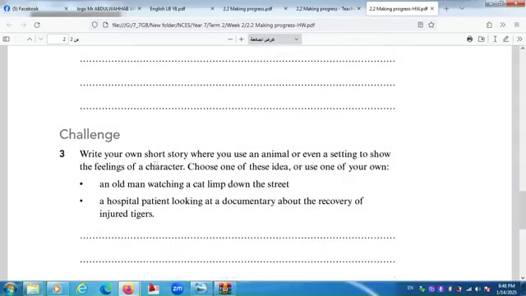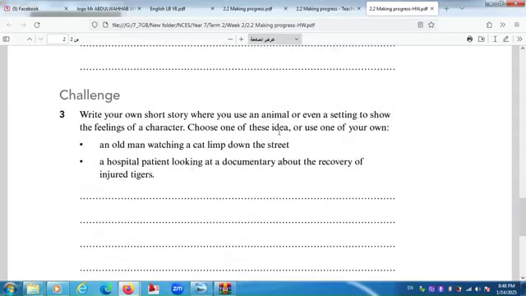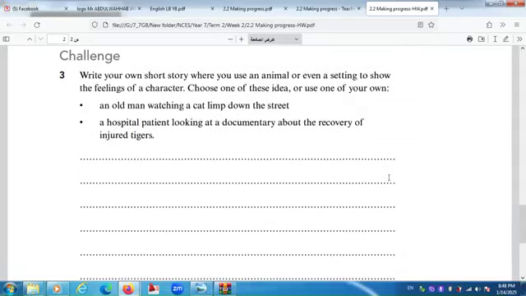While the challenge, you are going to write your own short story where you use an animal or even a setting to show the feeling of a character, and you have to choose one idea. An old man watching a cat limp down the street, or a hospital patient looking at a documentary about the recovery of injured tigers.